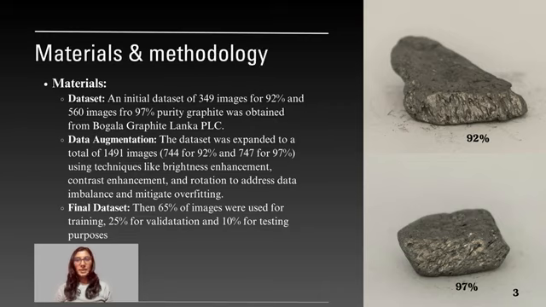To begin, let's look at our materials and methodology. Our initial dataset was built on images captured from 92 and 97 graphite samples using a DSLR camera, which initially contained 349 92 samples and 560 97 graphite samples. But our initial dataset was a little bit unbalanced and fewer images were captured. So to build a robust and accurate model, we knew that we needed more data.